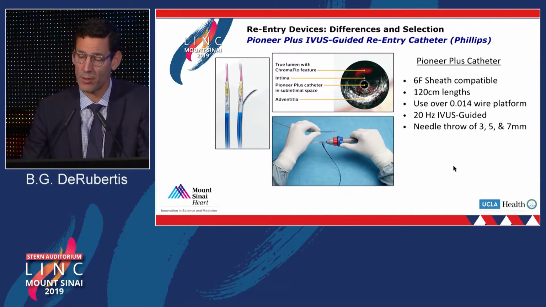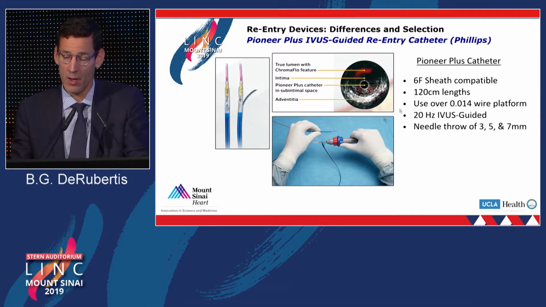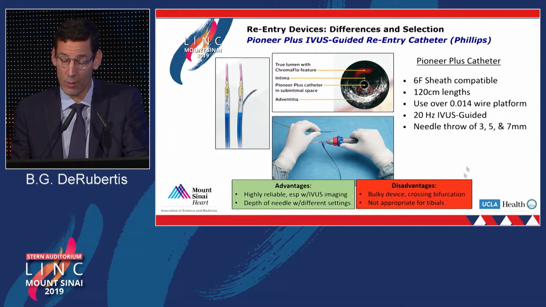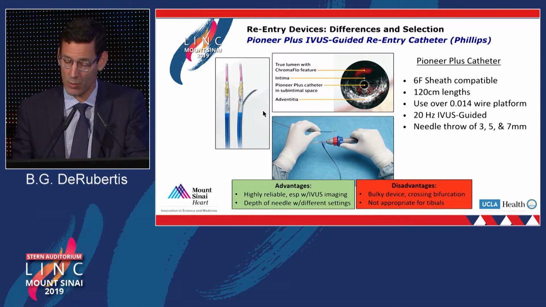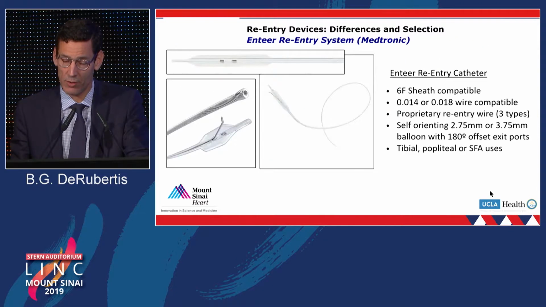The Pioneer Plus catheter is a very similar device. As you can see, it has the advantage of having IVUS associated with the catheter, on the catheter, so you can actually direct the needle toward the area of flow in the lumen. So this is again a very reliable device, especially because of IVUS and a needle with several different depth settings, so you can really customize it to your dissection plane. Again, same disadvantages as the Outback.